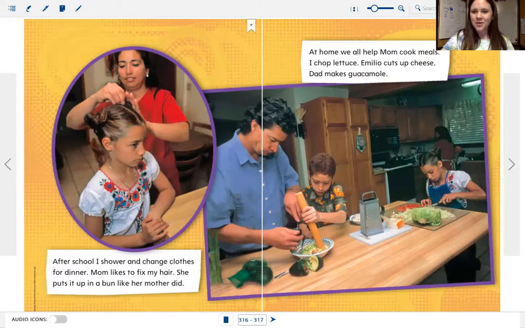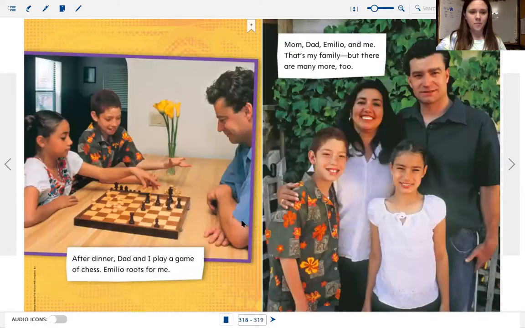Dad makes guacamole. Do you guys help your parents out around the house? Sometimes with food or maybe with other chores too, like putting dishes away, right? It's good to help Mom and Dad out.